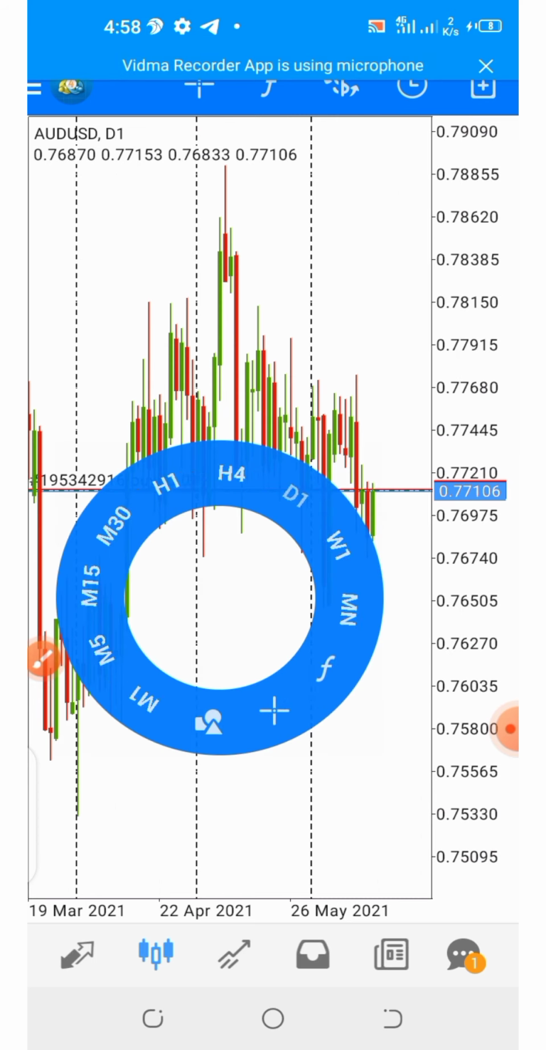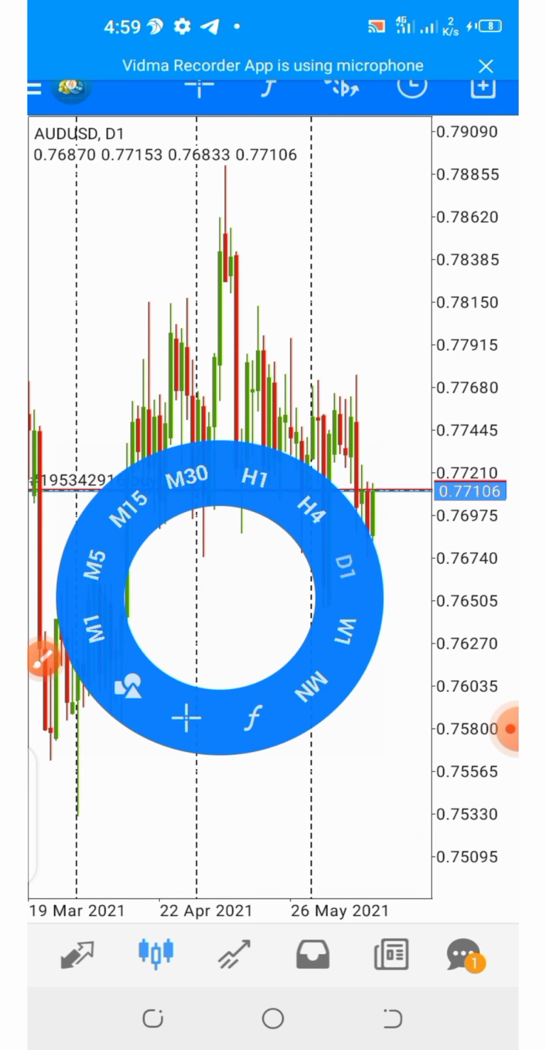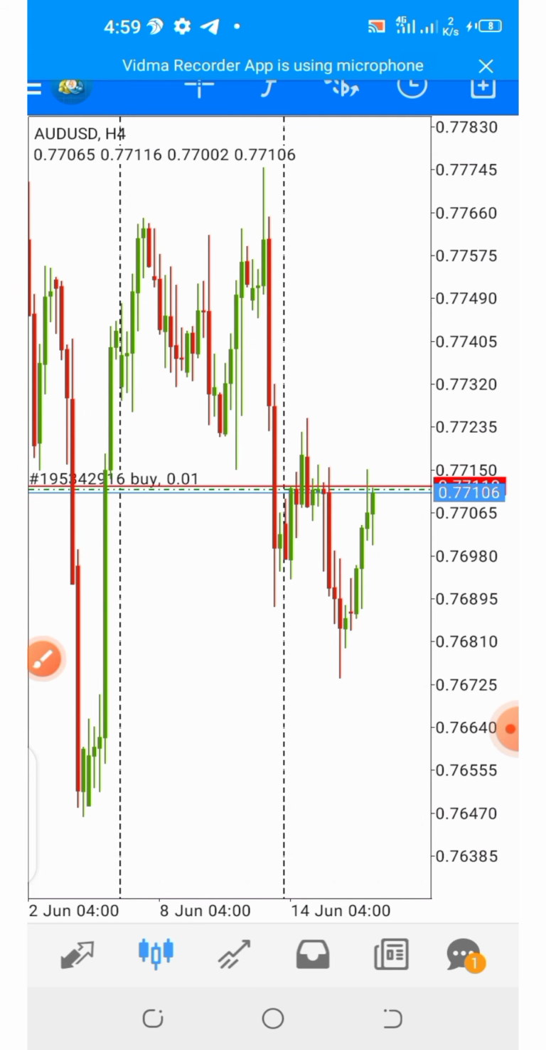Then the next method is you just click directly on your chart and see the different time frames too. So if you want to change to a 4-hour chart, you just click on that. I see 4 hours. So this is a 4-hour chart, which means each candle here takes 4 hours to be formed.